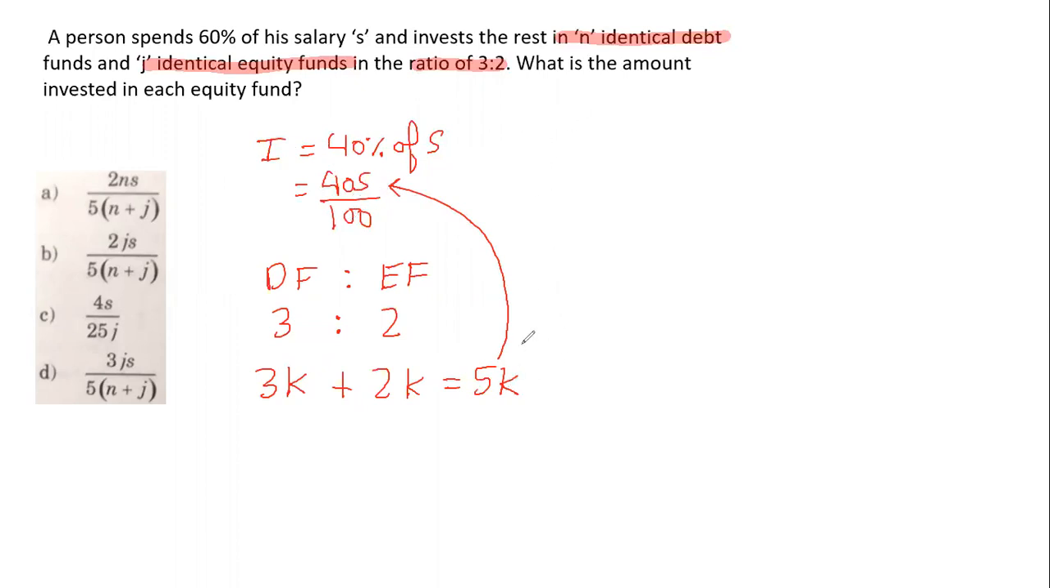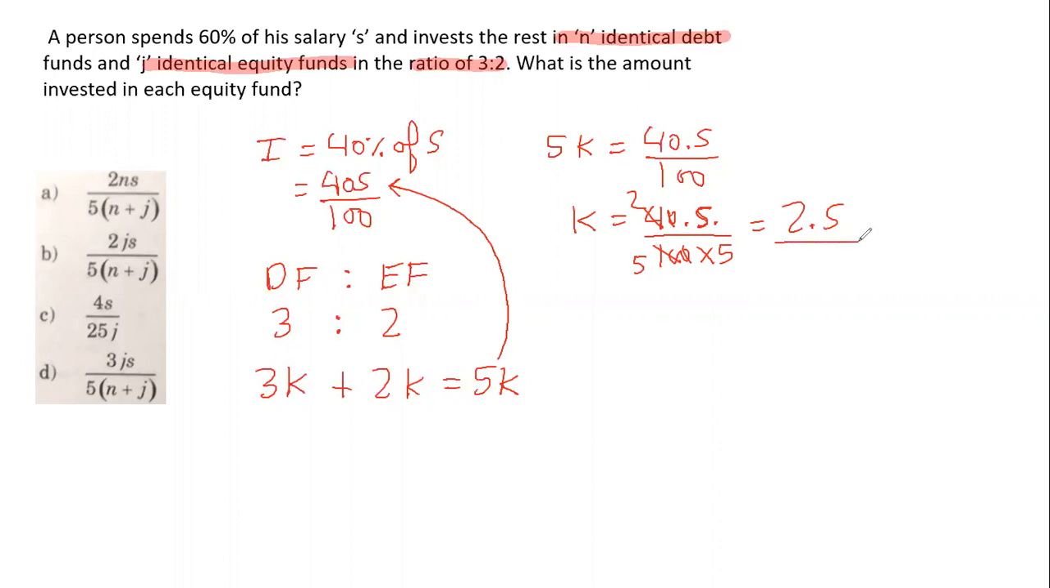So from here, I can actually figure out the value of K. That means 5K is actually equal to 40 into S divided by 100. So K will be 40 into S over 100 into 5. So if I solve this, it will be 2, 5. So it actually becomes 2 into S over 25. So I got the value of K from here.